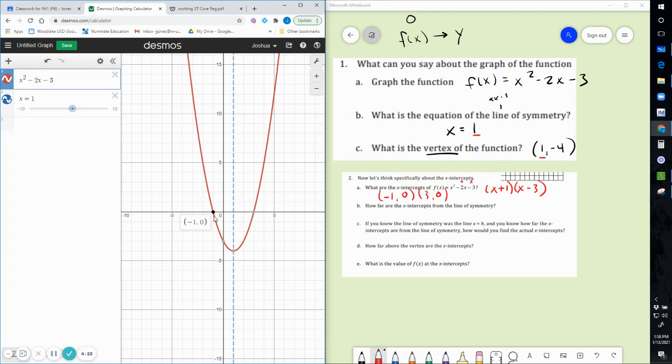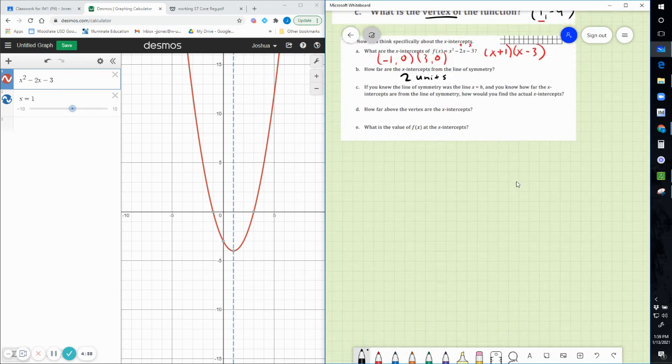Now, the question is, if you were just to count how far the x-intercepts are from the axis of symmetry, just count and see if you can figure that out. Hopefully you looked and said, okay, here's my axis of symmetry, 1, 2 to the right, 1, 2 to the left. So they are 2 units from the line of symmetry. Okay? And we're going to refer to that distance as D in a minute. So now we're going to actually do that right now.